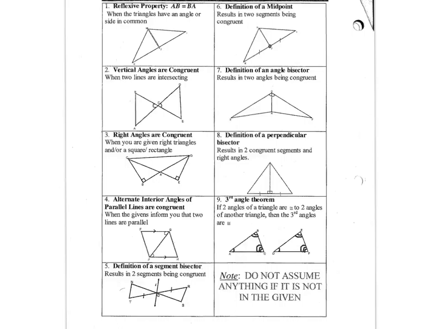The next, this one says alternate interior angles of parallel lines are congruent. This is one of the many parallel line pairs that we were just dealing with. And yes, alternate interior angles are one of them, but so are alternate exterior and corresponding. Those are also congruent, so you can also use those.